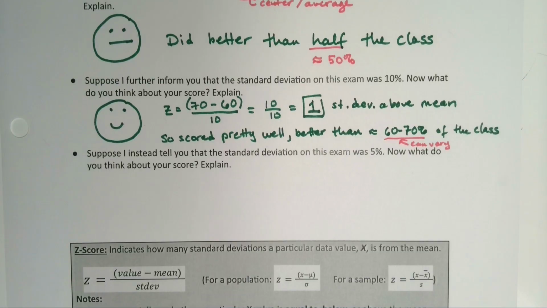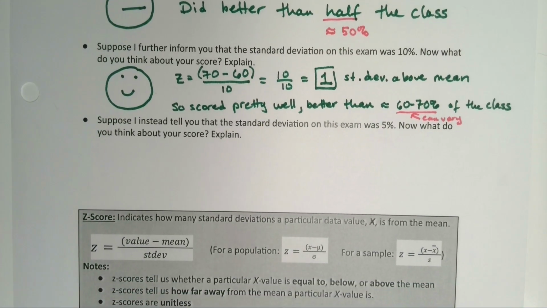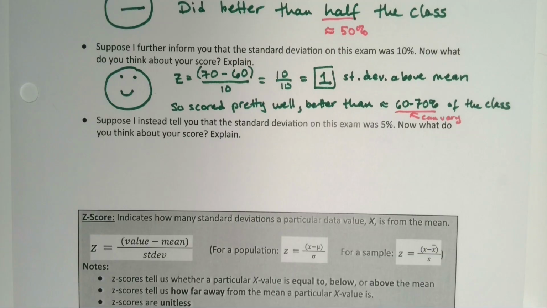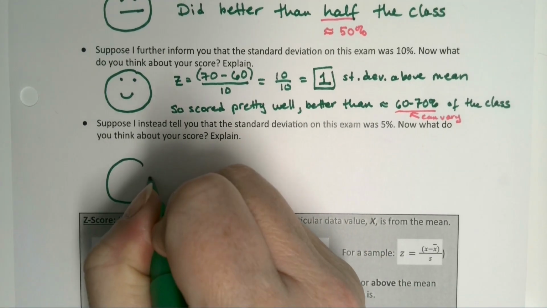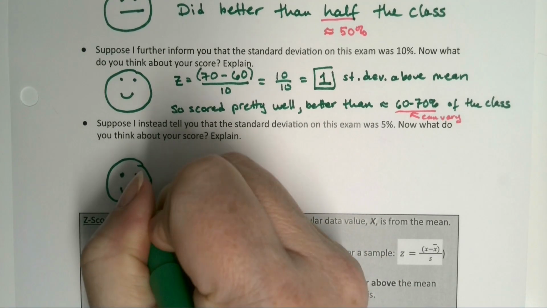But suppose I instead tell you that the standard deviation was 5%. Okay, so I messed up. The standard deviation was not 10, it was 5. Now what's your z-score? So now you're going to give yourself a little party hat.